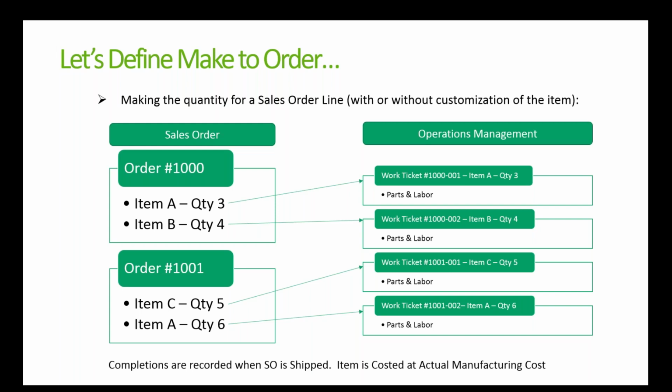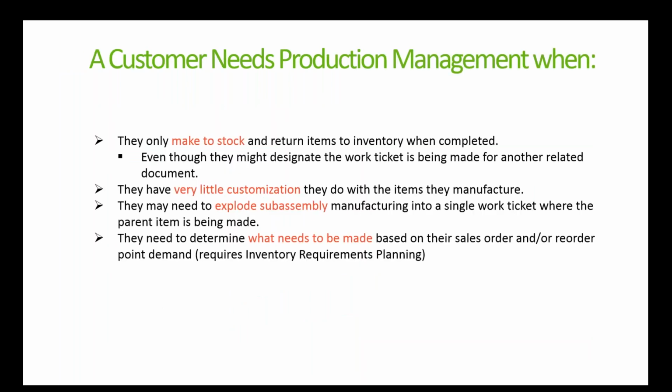So you could, in that theory, with item costed at actual cost, on sales order 1000, where we make item A, that could have a completely different unit cost than sales order 1001 and the second line there, where we're making a quantity of 6. Because we're going to use the actual cost that was accumulated in those individual work tickets to cost that line on the sales order. So I really just wanted to go through that because that has been a point of contention and misunderstanding.